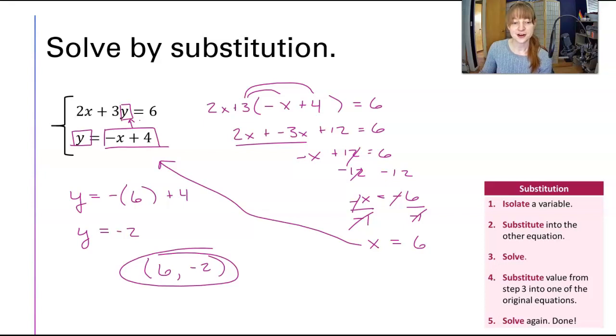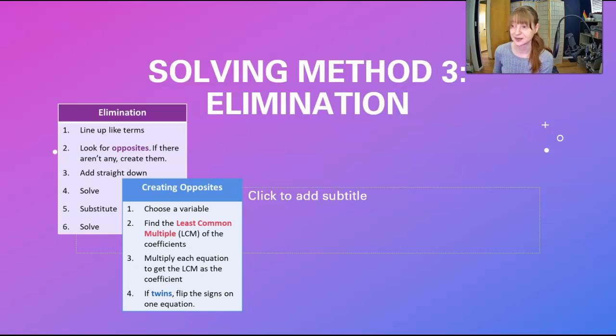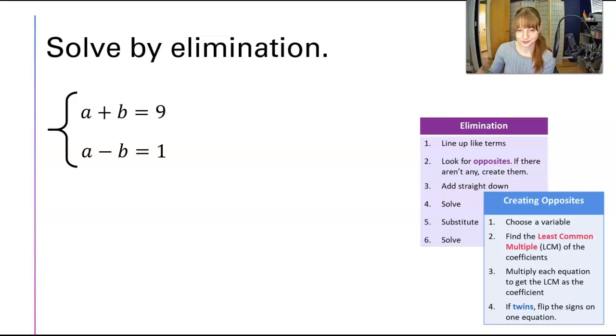Now we had a third method called elimination, and this one looks kind of intimidating because it has so many steps. But if you'll remember when we did elimination, it kind of quickly became one of our very favorite methods because when it worked, it was so easy. So let's take a look at that. Let's solve a couple of these by elimination. So how do we solve this by elimination? Let's see. Well, our method was to add straight down.